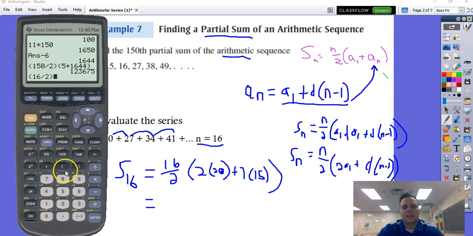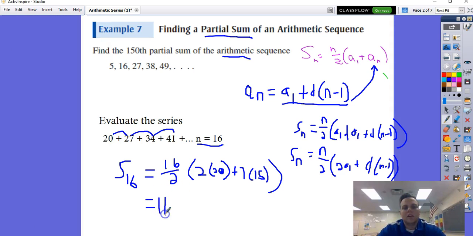Alright, so I can say 16 divided by 2 times 40. I mean, 2 times 20 is 40. But I'm not entirely sure what 7 times 15 is off the top of my head. I think it's something like 85, but I'm not sure. I don't want to mess up. So I get 1160. So the sum of all of the first 16 terms of this series is 1160.